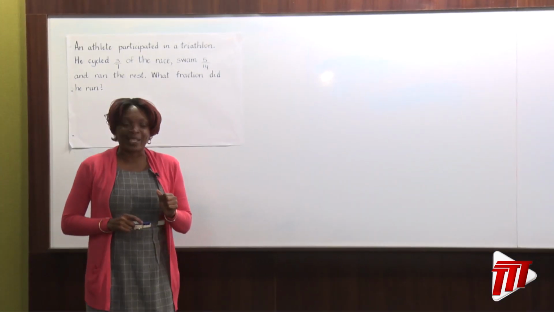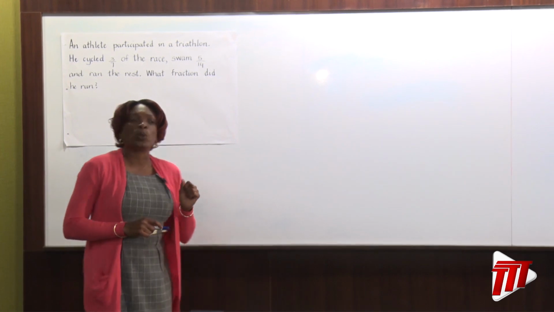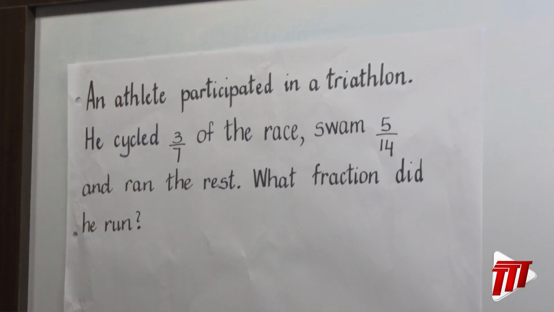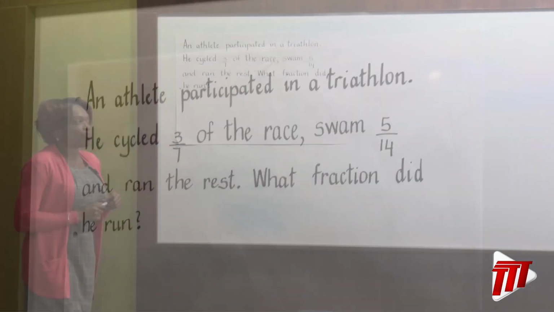Let's try another question. Read with me now. An athlete participated in a triathlon. He cycled 3/7 of the race, swam 5/14, and ran the rest. What fraction did he run?